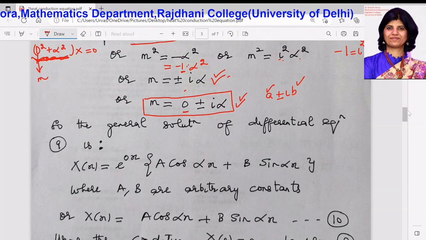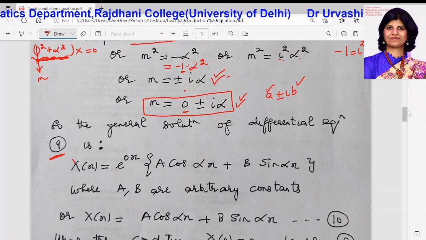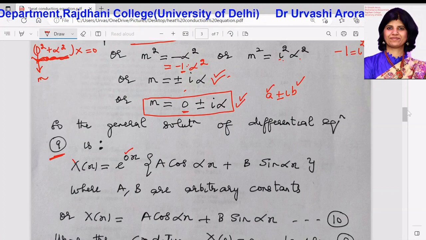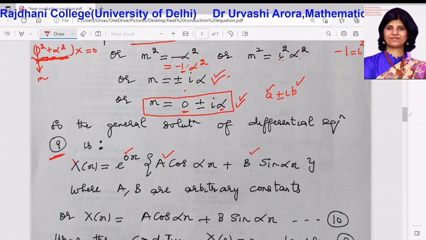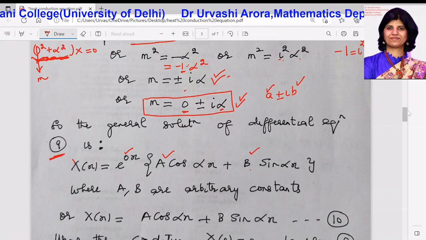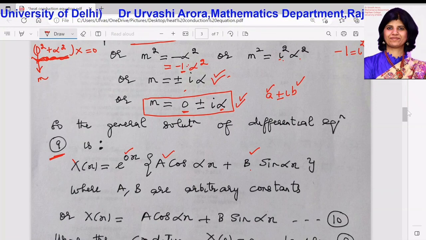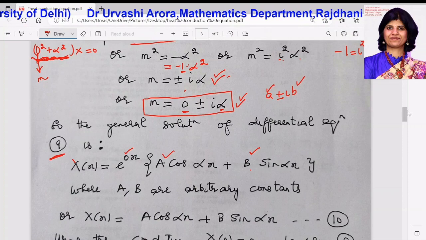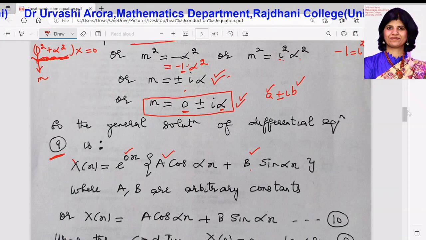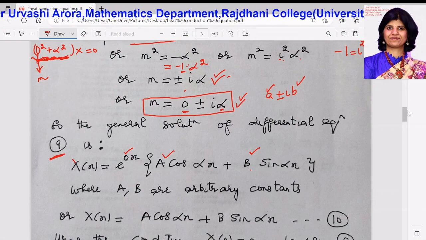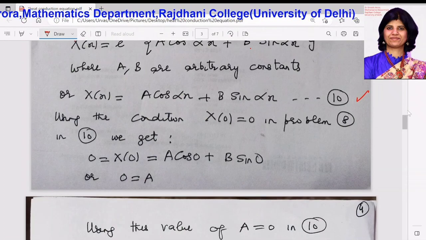So the general solution of the differential equation 9 is given by X of x equal to e to the power 0x, where 0 is the real part, into A cos alpha x, the imaginary part, plus B sin alpha x, where A and B are arbitrary constants. This is the rule for writing the general solution which we learn when we study ordinary differential equations. e to the power 0x is e to the power 0, which is 1, and so we are not writing it. So X of x comes out to be A cos alpha x plus B sin alpha x. We refer to this as equation 10.